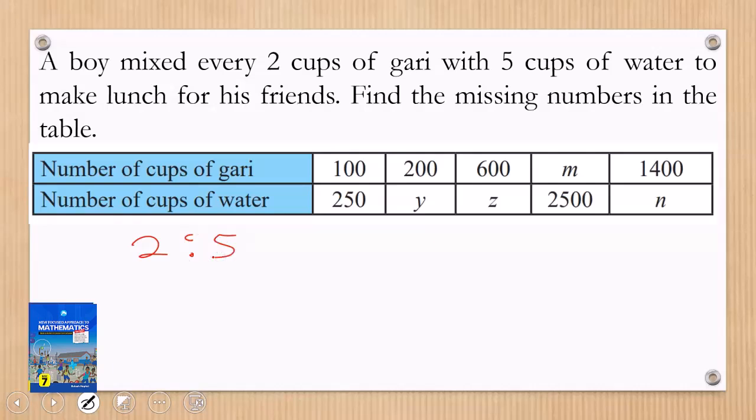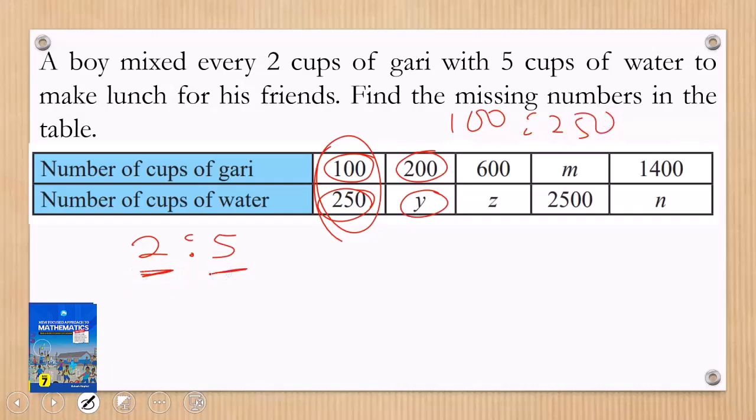So it means that if he picks 100 cups of gari, he will need 250 cups of water. If he picks 200 cups of gari, he will need y cups of water. So you can see that the ratio can also exist here as 100 is to 250, and that can be reduced to give us 2 is to 5. So 2 is to 5 means 2 divided by 5. Now I can use it to find the missing numbers here.